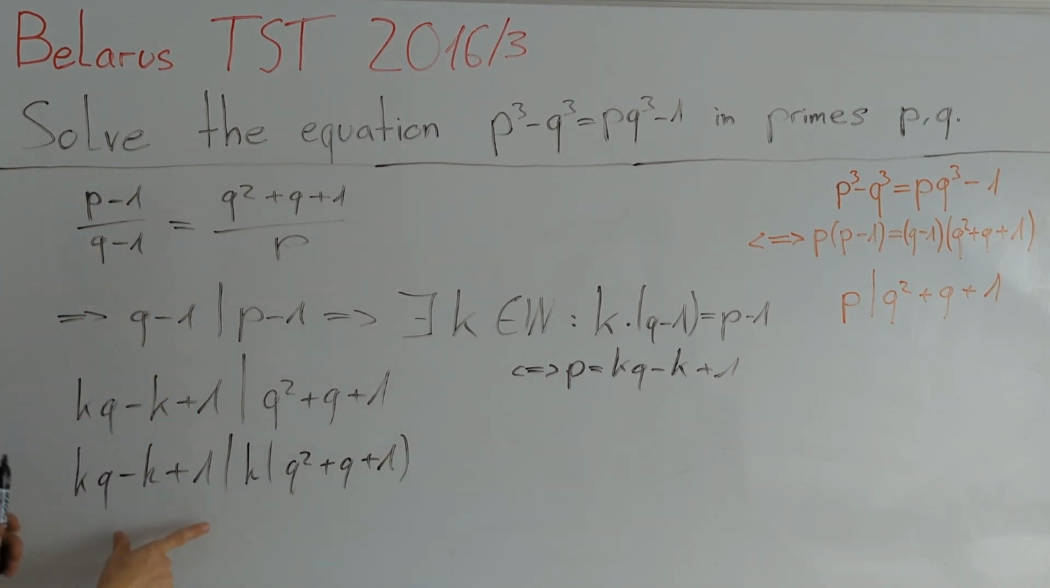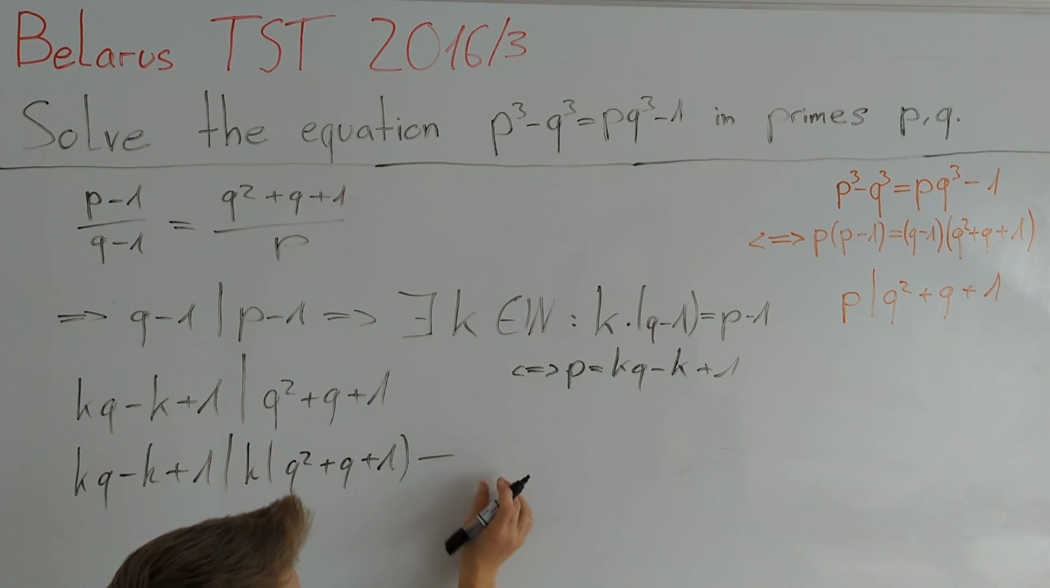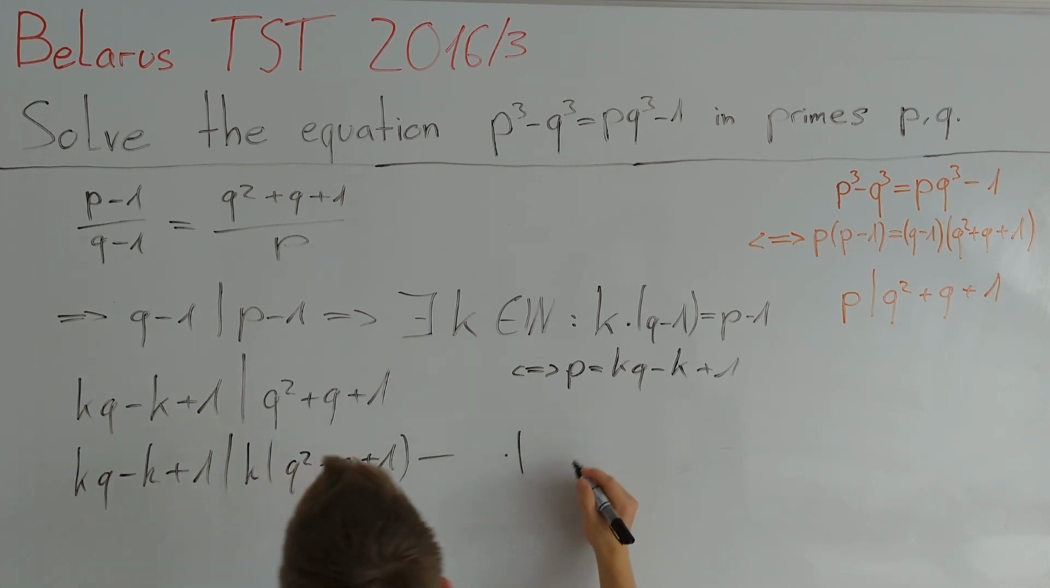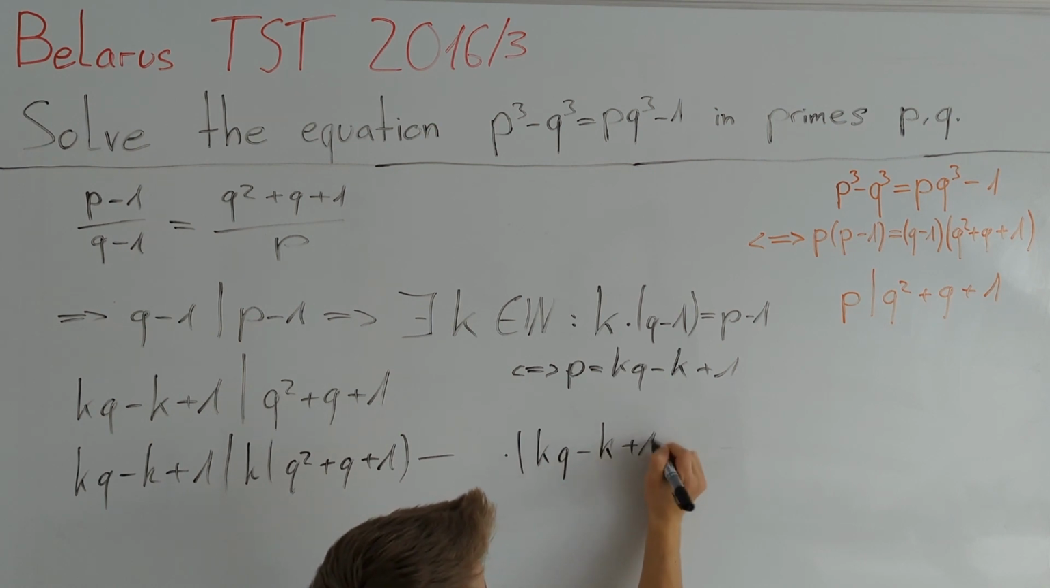Now if the left hand side divides the right hand side, we can also subtract a factor of the left hand side from the right hand side, and the divisibility condition stays the same. Therefore, we can write here a minus some factor times kq minus k plus 1.